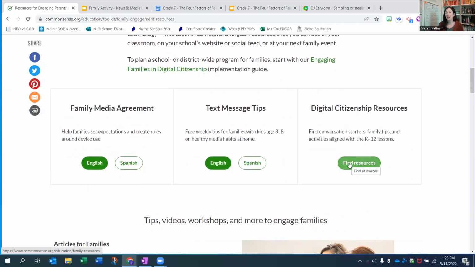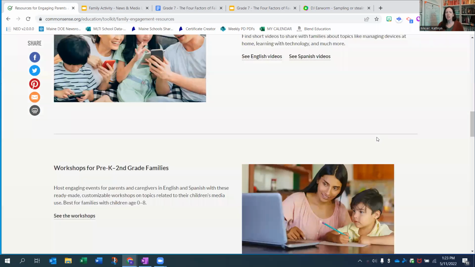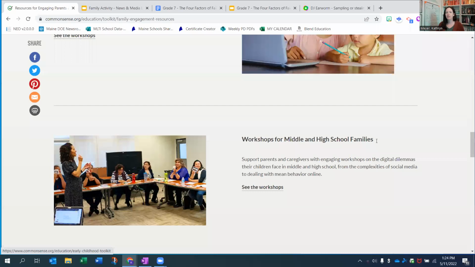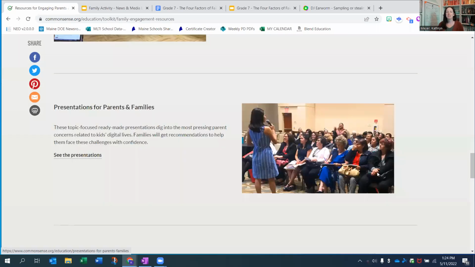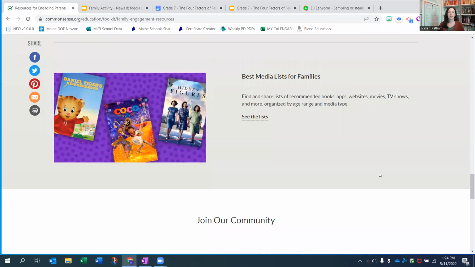So there's a family media agreement that can be done, text messaging tips, and then digital citizenship resources. They've also curated articles and videos for families, and workshops for families to attend, to learn more about this really important topic. And of course, if you are not a Common Sense Media educator, you might just know Common Sense Media because they've got book lists and video lists and video game lists and website lists where they give ratings that are really helpful for parents as well.